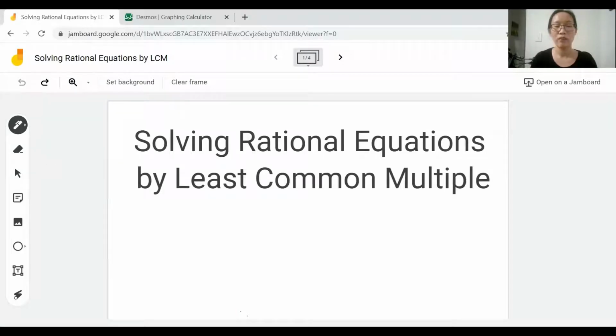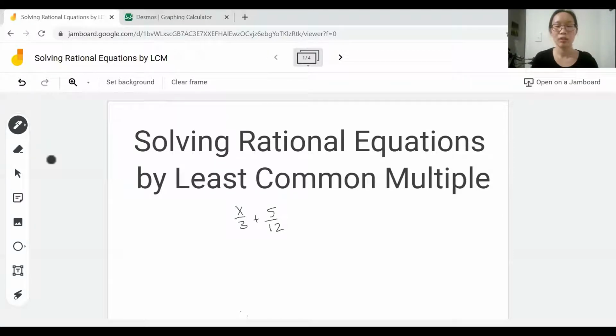Hi, I'm Ms. Cho, and in this video we'll solve rational equations using least common multiple or least common denominator. This is a method that works when you have multiple fractions on each side of the equation. When we have equations involving fractions, there's a couple different ways that we can approach them.